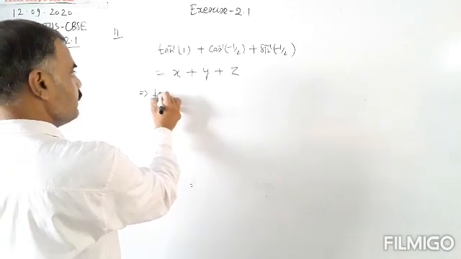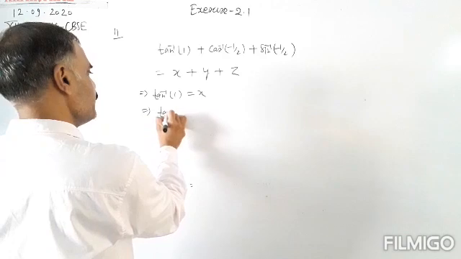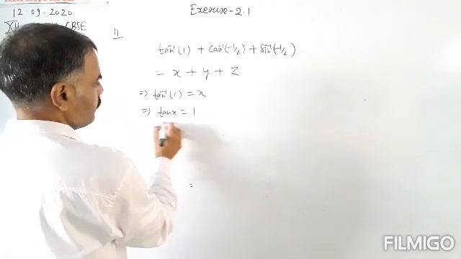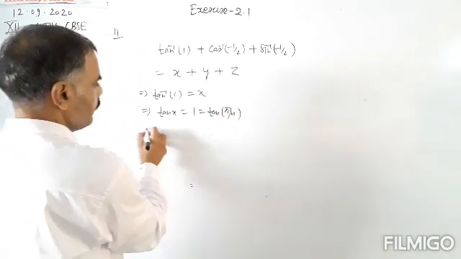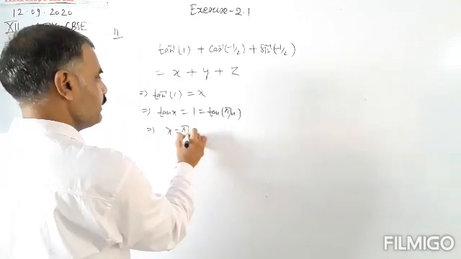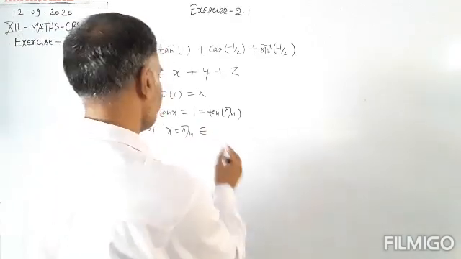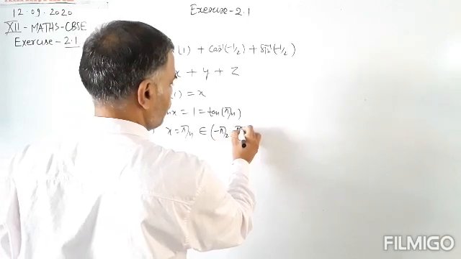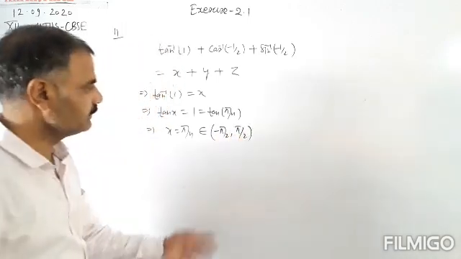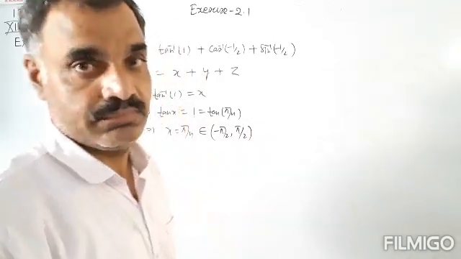So tan inverse 1 is equal to x. Tan inverse 1 equals x means tan x equals 1. Tan x equals 1 means tan of pi by 4. So x is equal to pi by 4, and this belongs to the open interval minus pi by 2 and pi by 2. That is the principal value branch of tan inverse x.